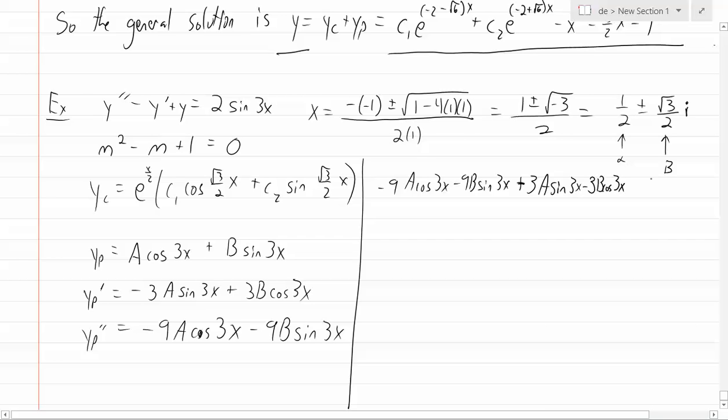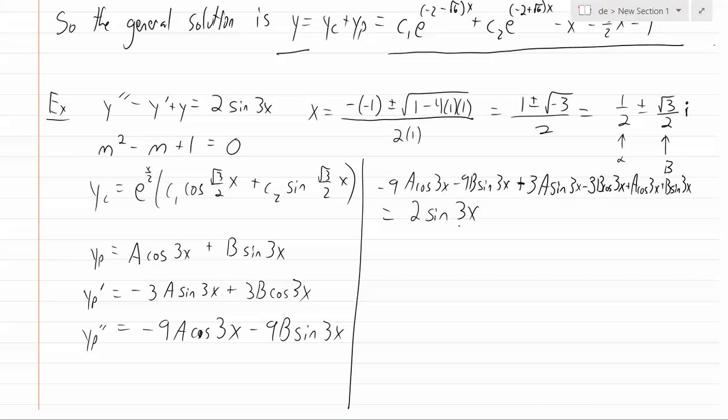See, it was just plus y sub p, so plus a cosine 3x plus b sine 3x. And then all of that is equal to the right side of my differential equation, which is 2 sine of 3x. Alright, so I need to group the like terms.